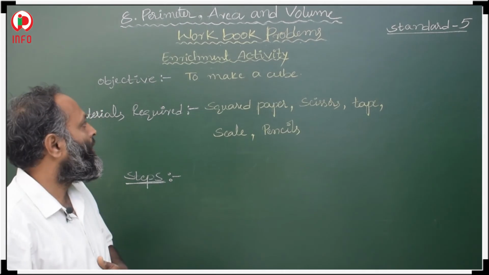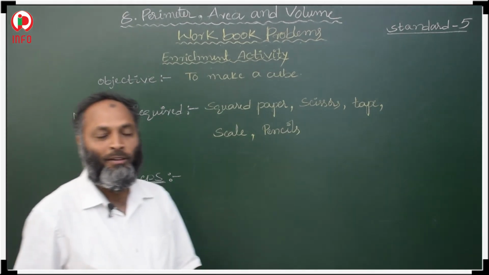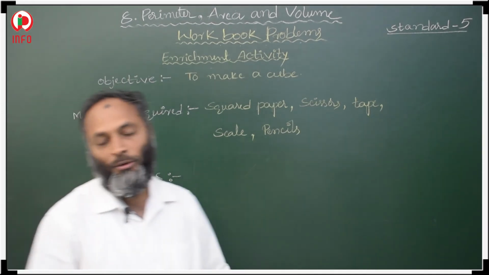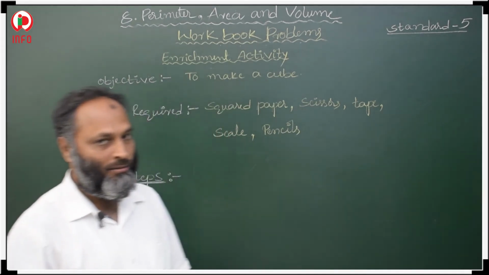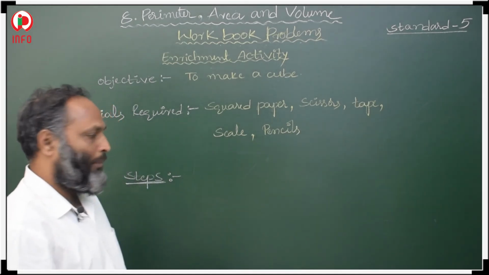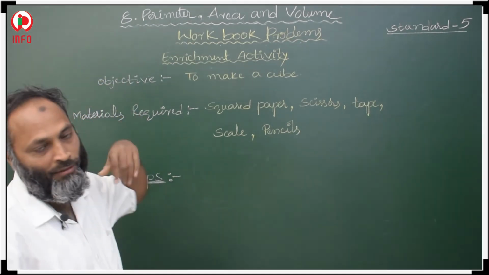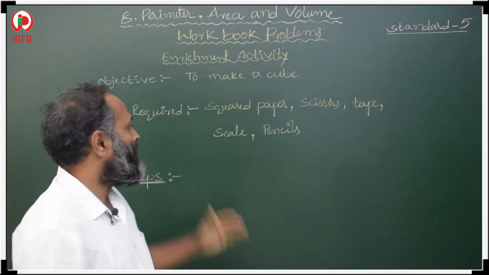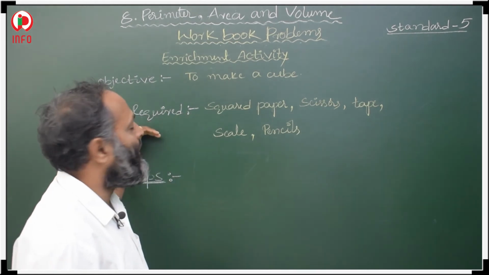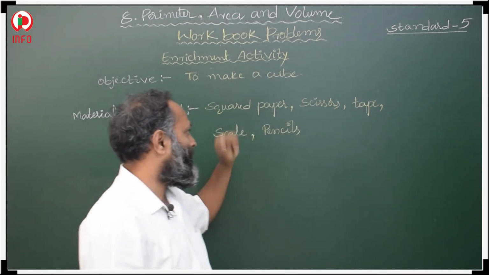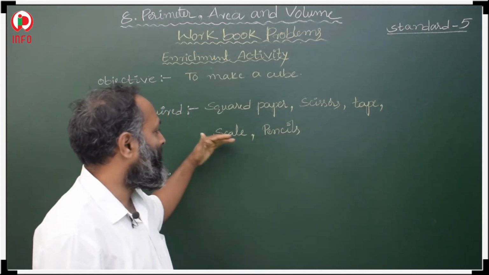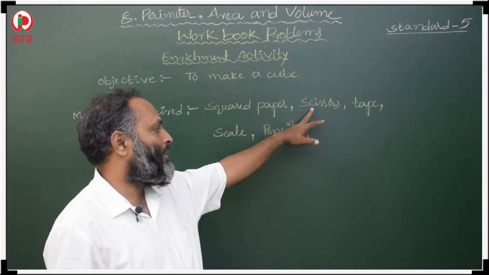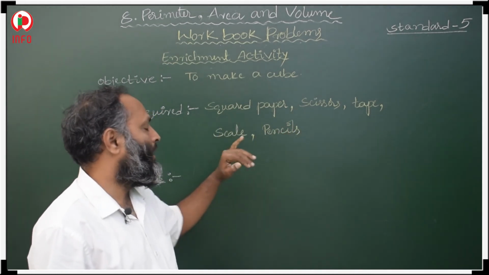Now students, see here. Now we are going to do an enrichment activity. In this enrichment activity, we are making a cube using square paper. What is the main objective? The main objective is to make a cube. For that, what material do we need? One is square paper, and the others are scissors, tape, scale and pencil.